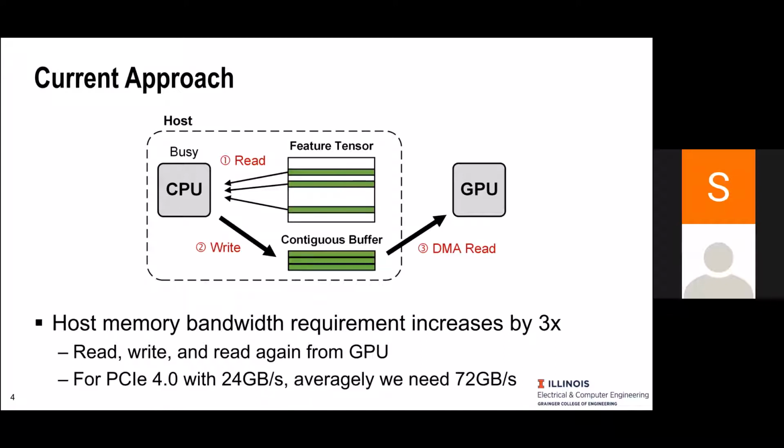Let's assume there are 8 GPUs in a node. Then the total bandwidth that the host memory should be able to provide goes over 500 gigabytes per second. And so far, there is no such system which can provide such a high host memory bandwidth.